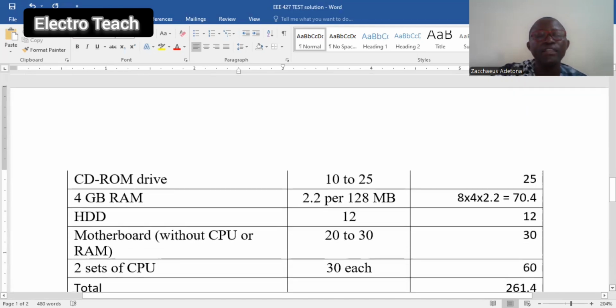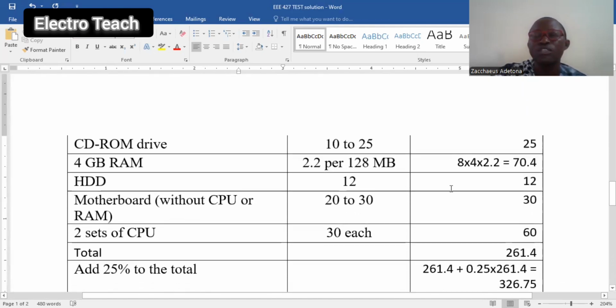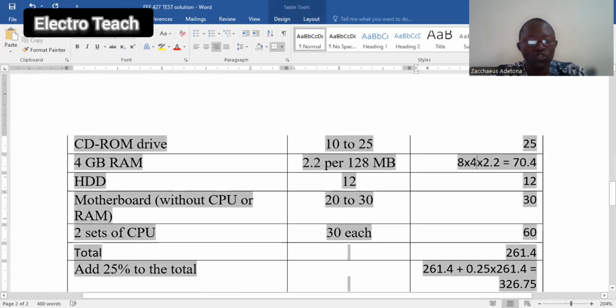For the 4 GB RAM, we determine how many 128 MB are in 1 gig, and in 1 gig we have 8 of 128 MB, and then we have 4 gig. So 8 multiplied by 4, as you can see in the solution here, then multiplied by 2.2 watts that each 128 MB consumes. So the total is 70.4.